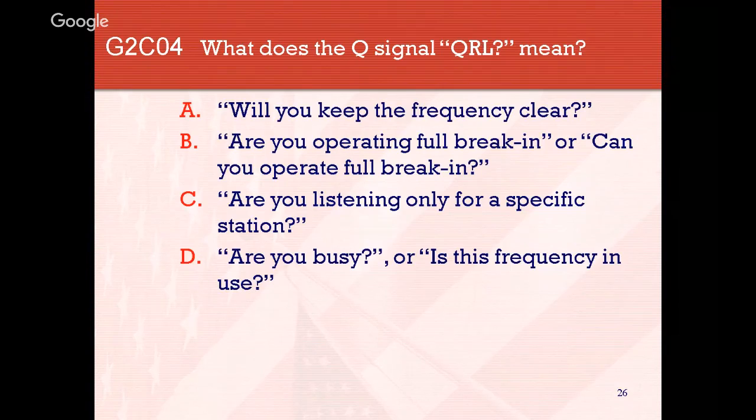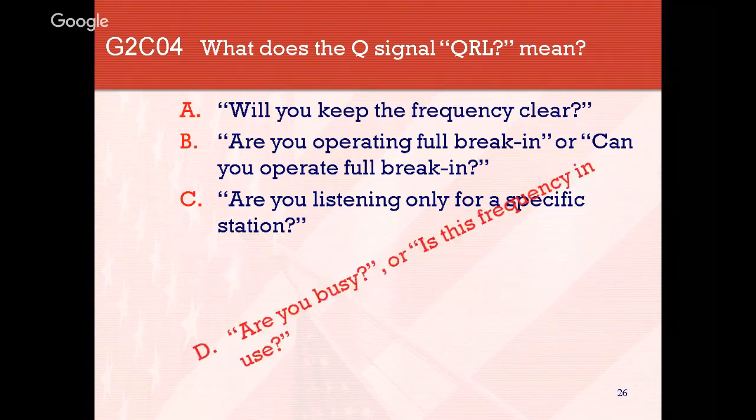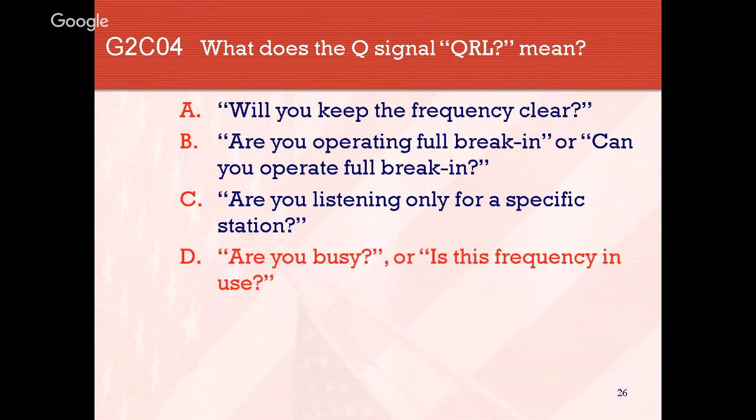All right. What does the Q signal QRL mean? Okay, again, like we do in voice, you want to make sure before you send anything out on the frequency that the frequency is not being used. You may only hear one side of the conversation going on. If you tune into a frequency where there's a QSO going on, the station that's currently talking you can't hear, but the other station you might be able to hear. So you want to make sure that you ask as a courtesy, is this frequency in use or is this frequency busy?